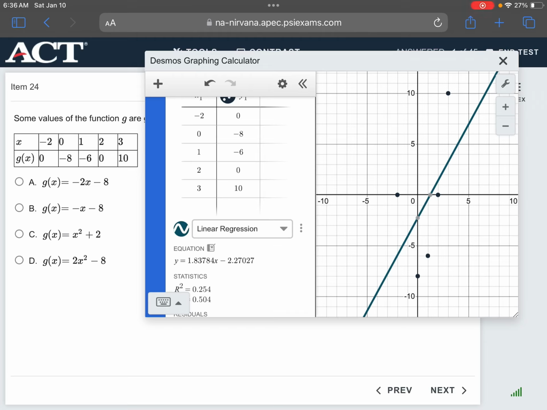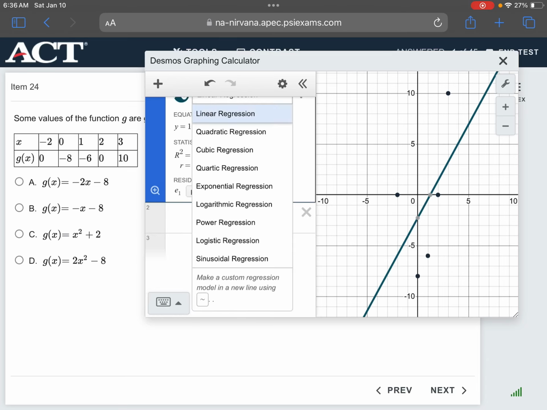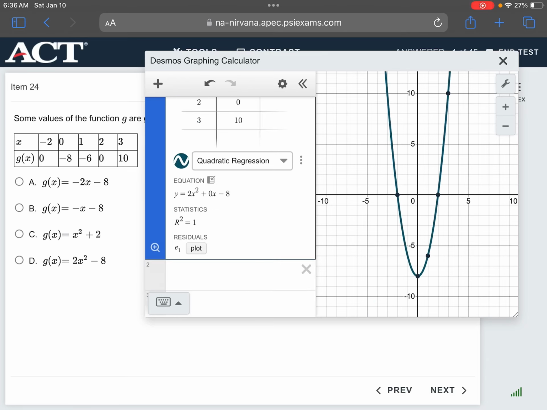If you do linear regression, you see the equation down here doesn't match A or B, so it can't be linear. Here we get to quadratic, and we see 2x squared plus 0x minus 8. Notice choice D has 2x squared minus 8, so the ACT is not going to show that 0x. I think it's actually nice that Desmos does, but it makes a little confusion because they don't look exactly the same. But anything times 0 is 0, so 0 times x is just 0, and anything plus 0 is just itself. So the ACT just shows it simplified a little bit further. I kind of like the Desmos one showing that placeholder, but our correct answer there would be D.